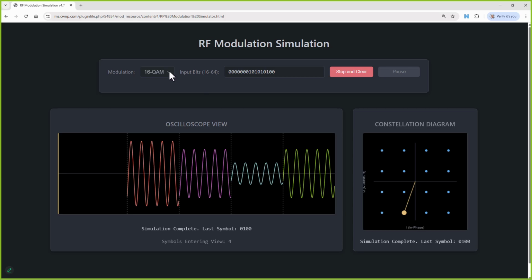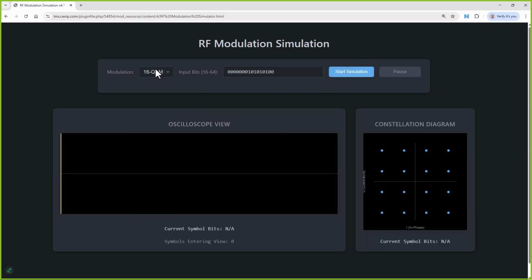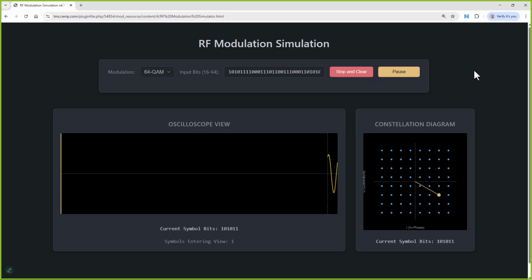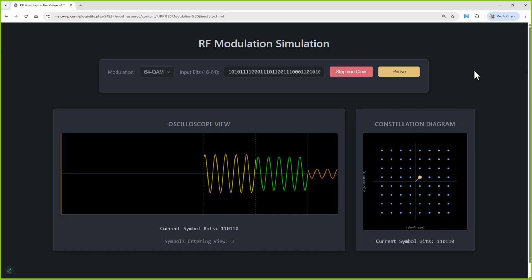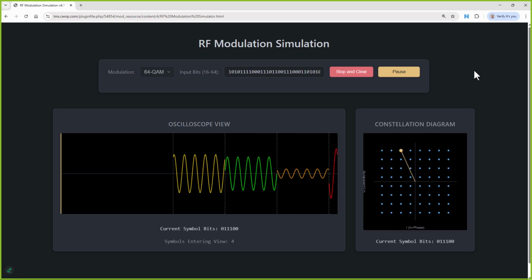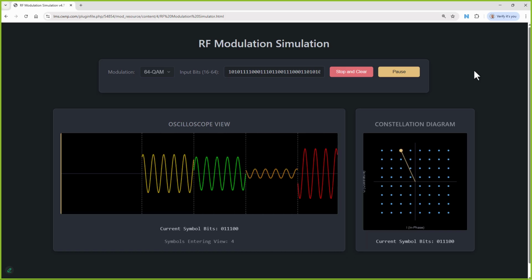And of course, if we go to 64 QAM, and I'll just plug in some values here, any kind of random values, just so we can see it. And we fire off the simulation, you can see that we have many more targets now in all of our various quadrants. And we're going to be seeing phase shifts and amplitude shifts and all of that in order to get this done.